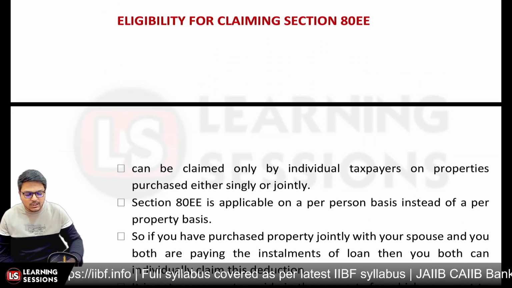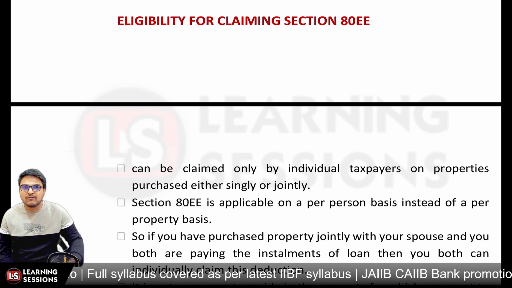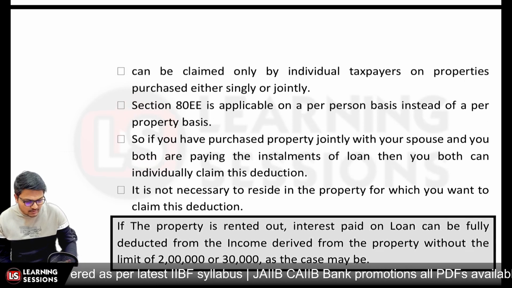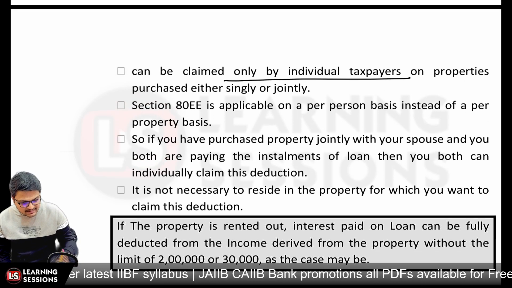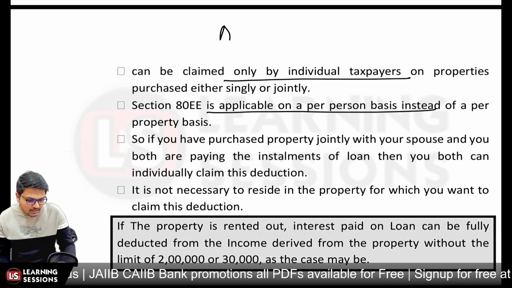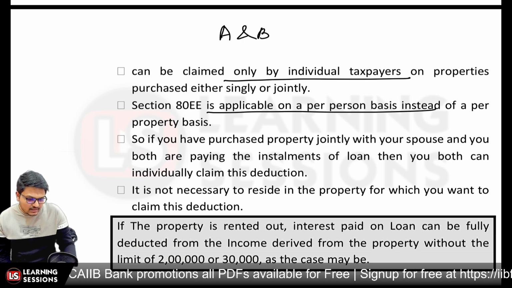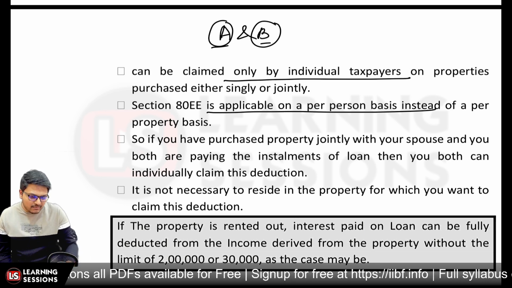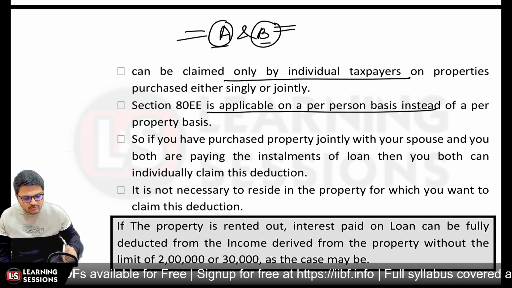Further, it's related to eligibility for claiming section 80EE. It can be claimed only by individual taxpayers, and section 80EE is applicable on a per person basis. I told you, if there are co-borrowers, in that scenario the deduction for all three sections 80EE, 24B, and 80C can be availed individually by all the borrowers, right?